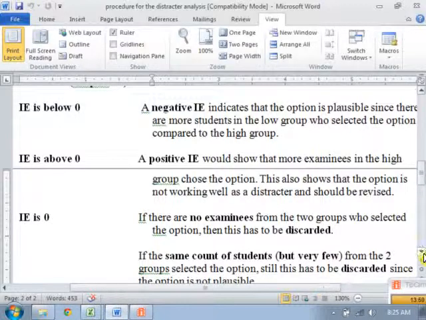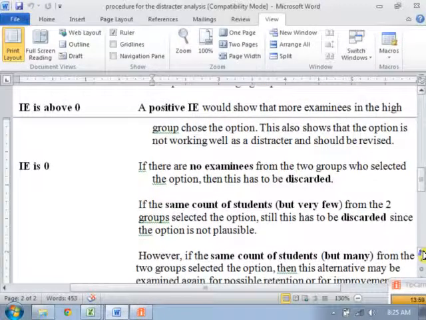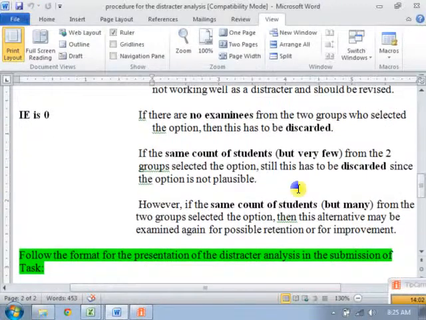Okay? So if it is above 0, you change. But if it's equal, can we read? If IE is 0, if there are no examinees from the two groups who selected the option, this has to be discarded. Which means you have to replace it with a new one. And it has to be better. Of course, you don't replace it with a worse one.